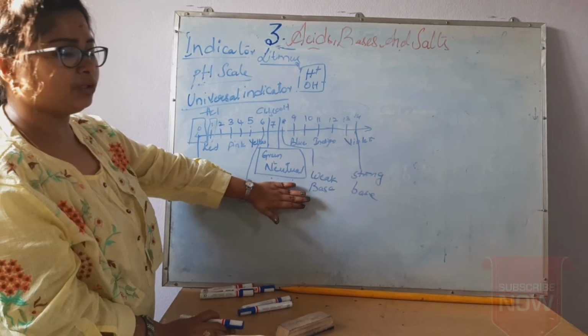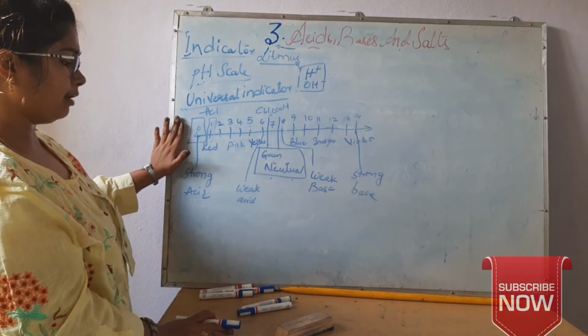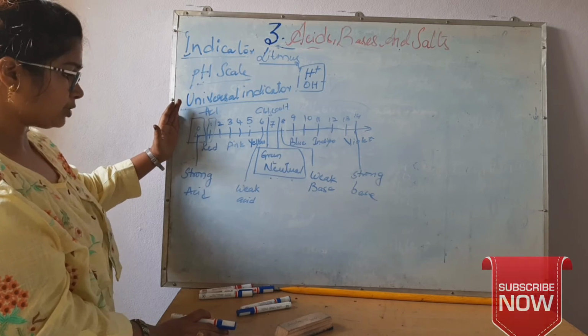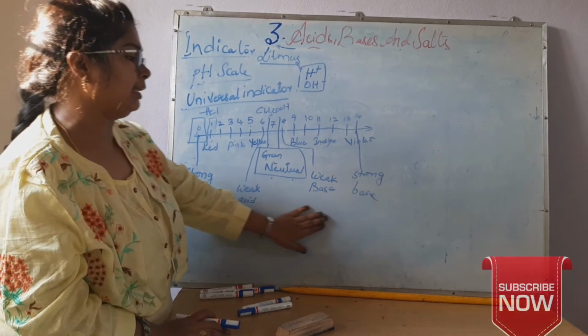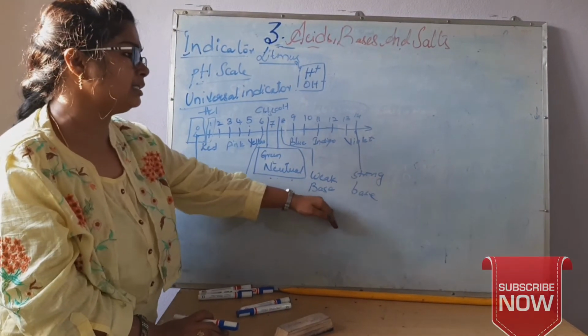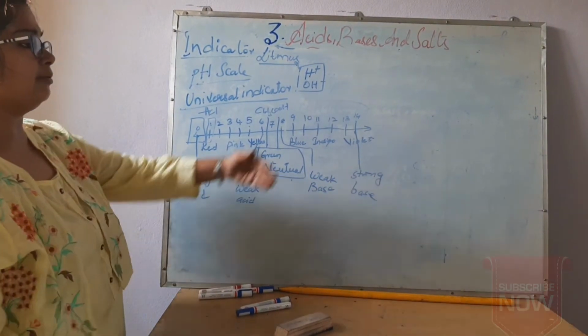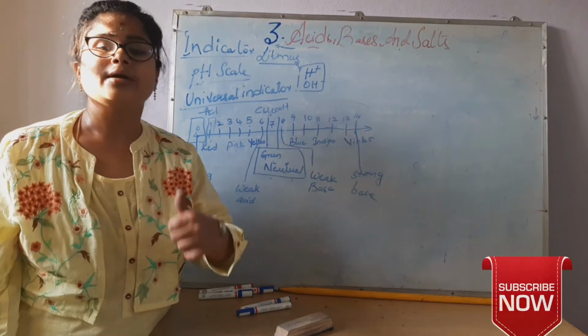pH 7 is neutral, left to that are acids, and 0 indicates a strong acid, and from 1 it indicates weak acids, and then here weak base and strong. 14 gives you the strong base.